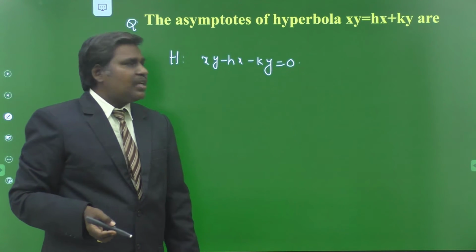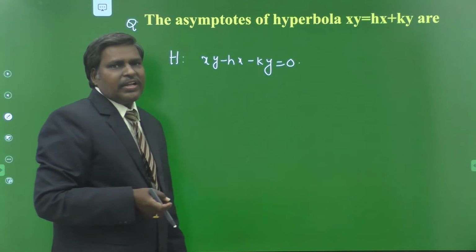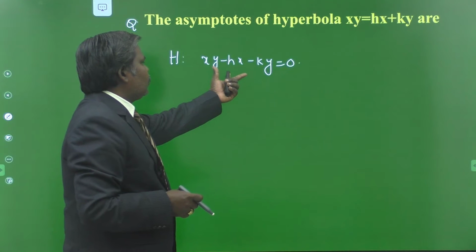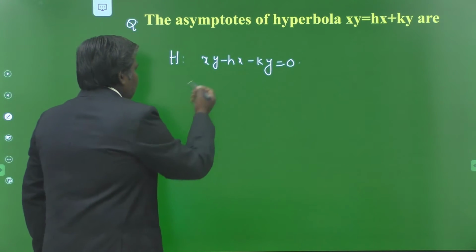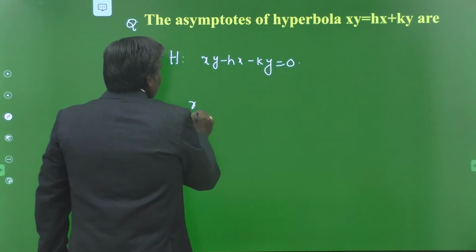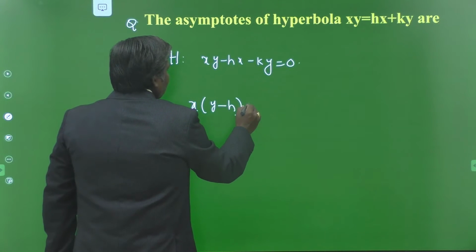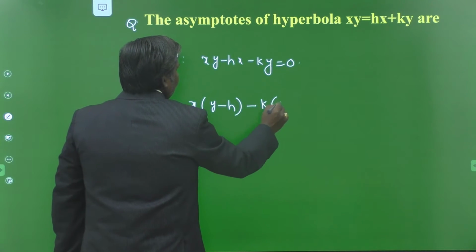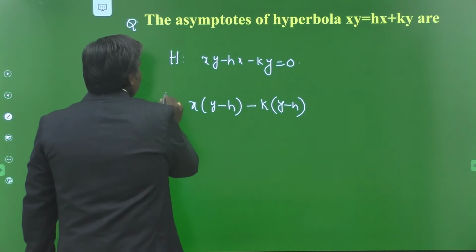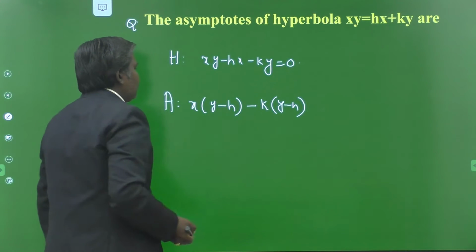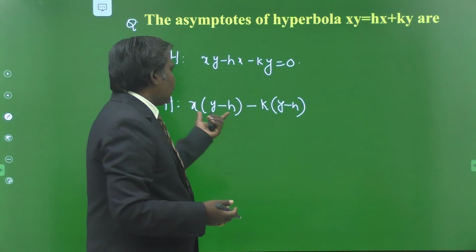The combined equation of asymptotes and the hyperbola differ only by a constant. So we need to express this as a product of two linear factors. Your job is over. Just by looking at it, we can manage this one. x into (y minus h) minus k times (y minus h), the difference must and should happen. What is the difference here? Plus kh is extra, we are adding, no problem.